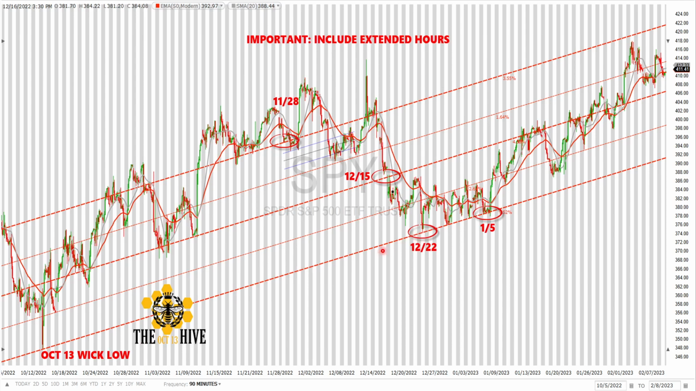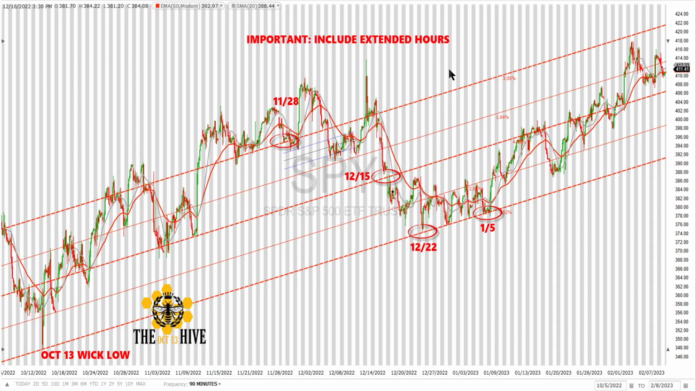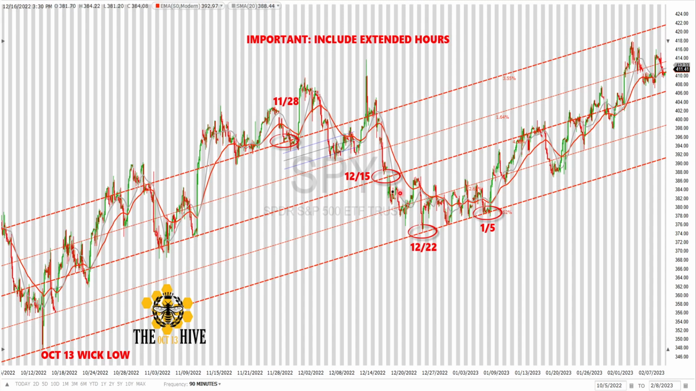The first and most important line you will draw is this bottom line. This is the big dashed line. It goes to the October 13th wick low, and I've made it easy for you. It connects with the right here December 22nd data point and January 5th data point right there. Okay, easy cheesy. Now the job is easy, because now all you have to do is draw another parallel line.